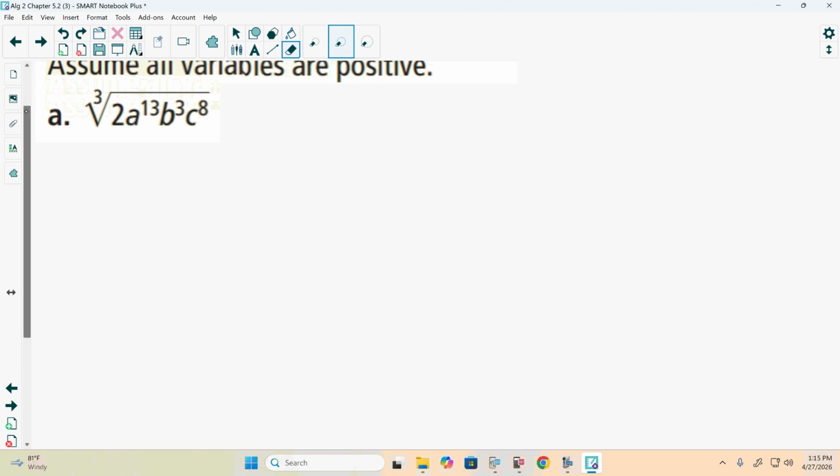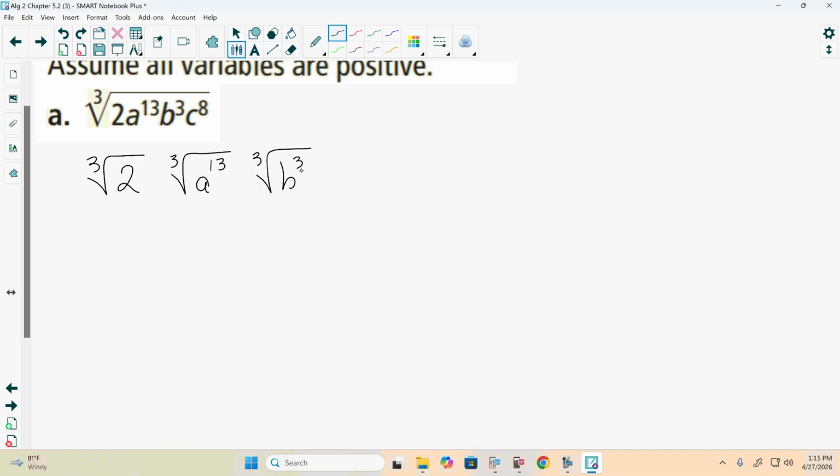Let's skip to this one here. I really meant to rearrange these notes so that they were next to each other. We do two examples of this instead of jumping between them. Cubed root of 2, a to the 13, b cubed, c to the 8th. So again, one way to look at it is to break it up into the different parts.